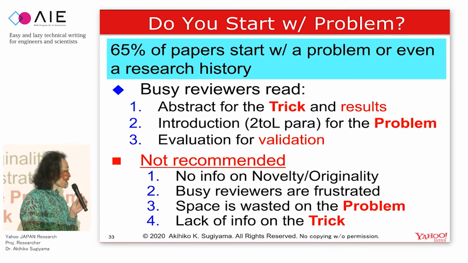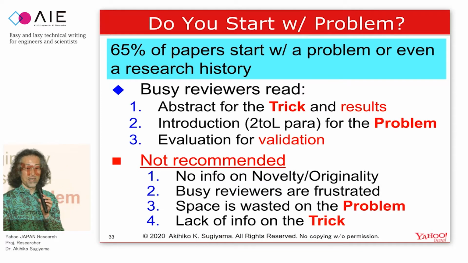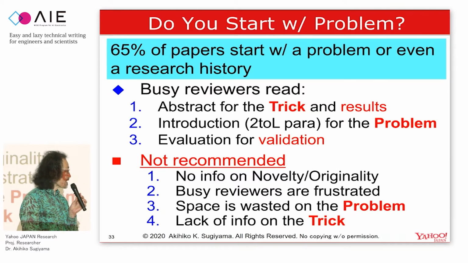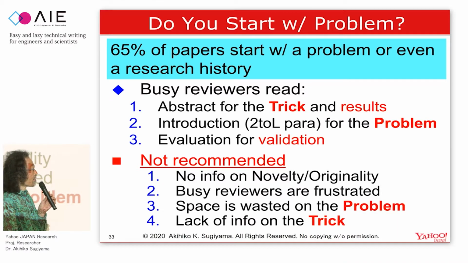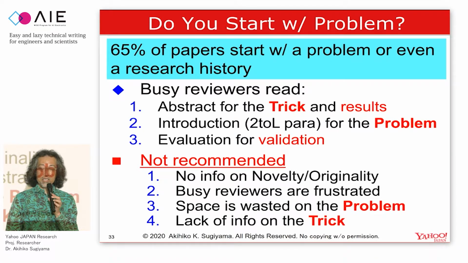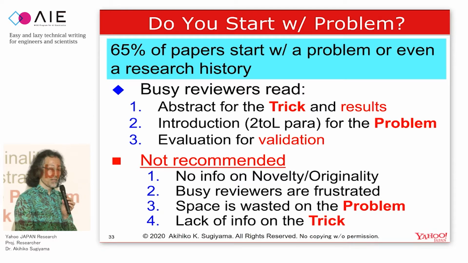And the space is wasted on the problem. Reviewers would not like to read about the problem. They are more excited with the trick and how effective it is. So that's why space is wasted, and you may face a lack of information on the trick. Why? Because you are spending precious space to describe the problem or a research history, and then you will have much smaller space to describe your own trick, which is much more welcomed by the reviewers and the readers.